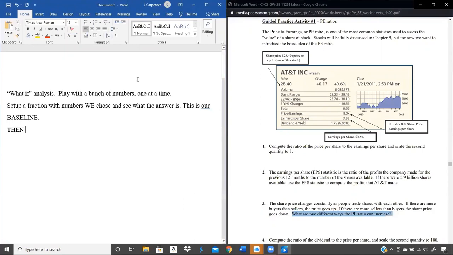So I'm just going to take two numbers and I'm going to divide them. Maybe 100 divided by 5 and I get 20. Or 100 divided by 10 and I get 10. Whatever that number is, I'm going to hold on to it. That's going to be the thing I compare to every time.